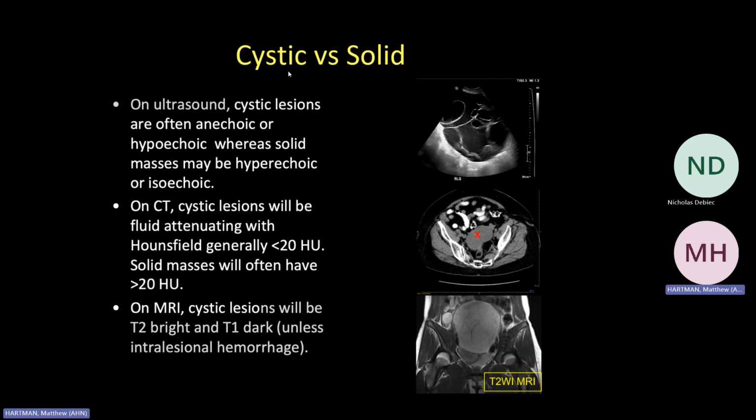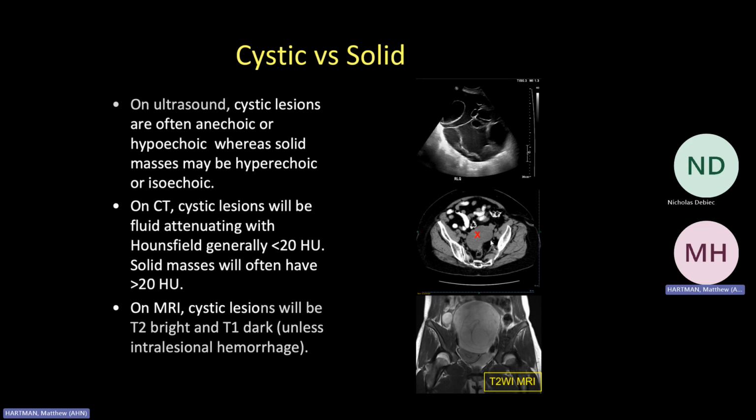Our next thing is solid versus cystic. If you haven't watched the first RadPath lecture, I highly recommend you do that. We spend a lot of time talking about solid versus cystic, but we will review it here. On ultrasound, we are looking for anechoic fluid. Now, this is not a simple cyst. There's lots of septations, so we'll call this cystic.